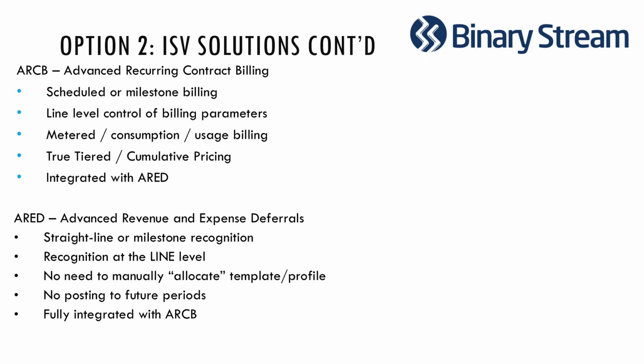Because we do it at the line level, you can simply sell an item and say, hey, this is the 1-year item, this is a 2-year item.